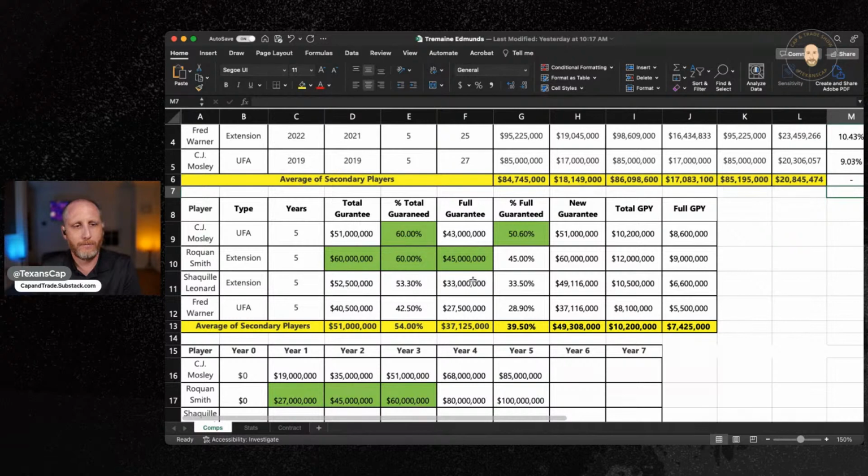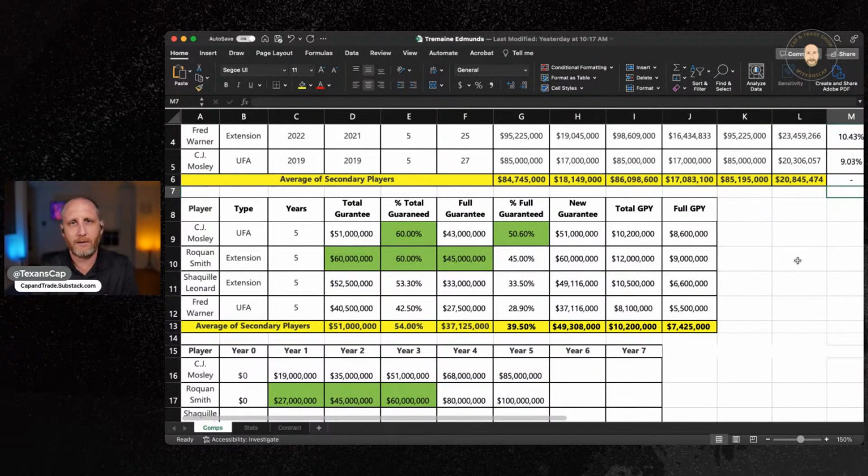Shaquille Leonard, 33 million, Fred Warner, 27.5. That's not unsurprising for San Francisco. They really don't do guarantees beyond the first year. And then they have April 1st vesting dates, which is completely different from the rest of the league. The rest of the league operates around the new league year.